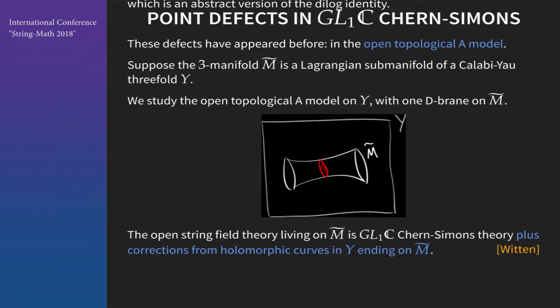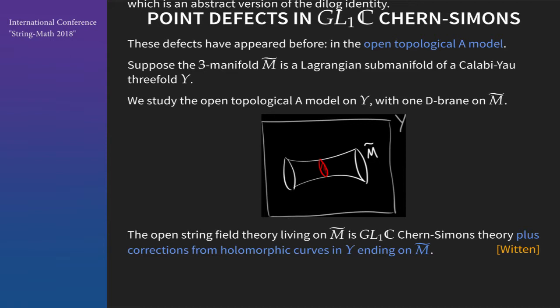So then, as Witten famously explained, the target space physics of the A model topological string, the open string field theory that lives on this M twiddle, is, well, it's not quite just GL1C Chern-Simons. It's GL1C Chern-Simons theory plus something else. And the correction is supposed to exactly come from holomorphic curves inside of Y, whose boundary is on M twiddle. So that's this little disk here.